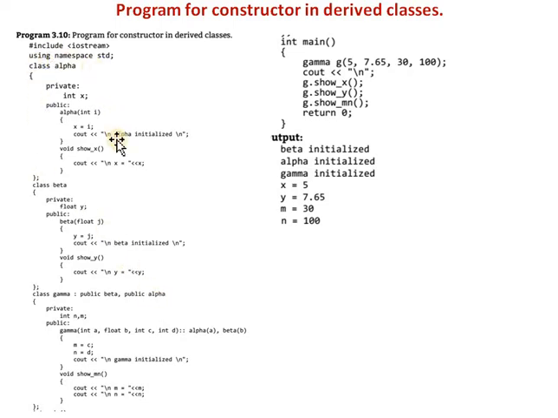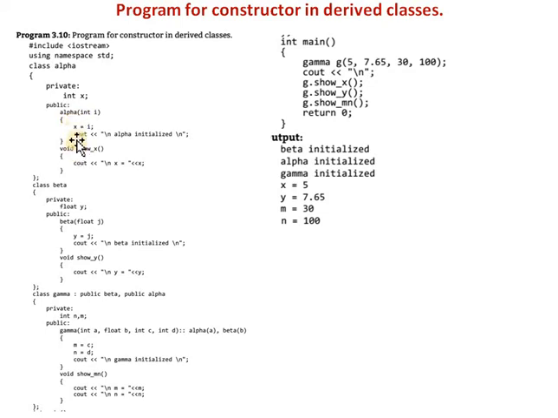In the base class alpha, there is one data member, the integer x. X is one data member of the alpha class. Then in public mode, there is a constructor. The constructor has the same name as the class name. So alpha is a constructor which has one parameter. Here a formal parameter is passed to that constructor for assigning the value to the actual data member.